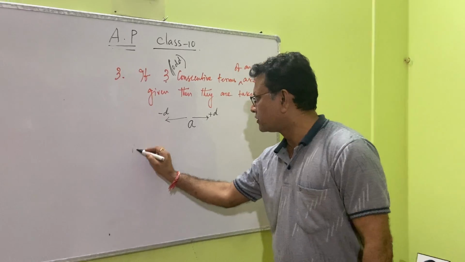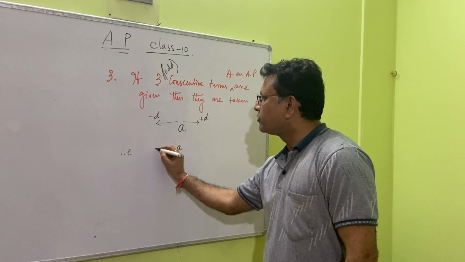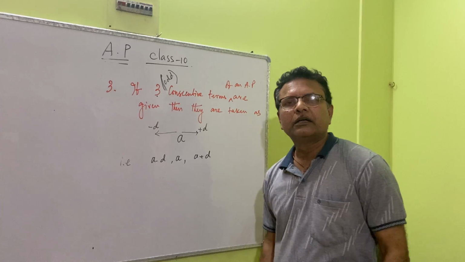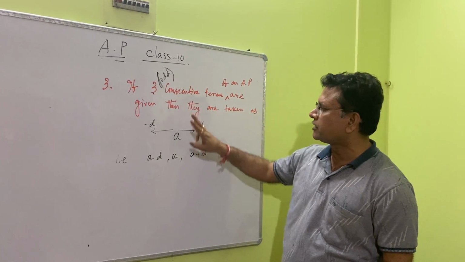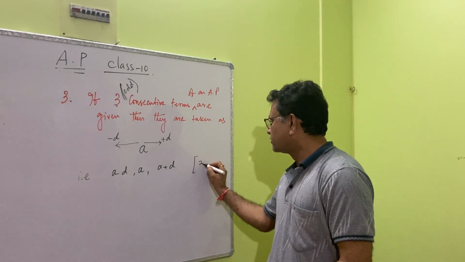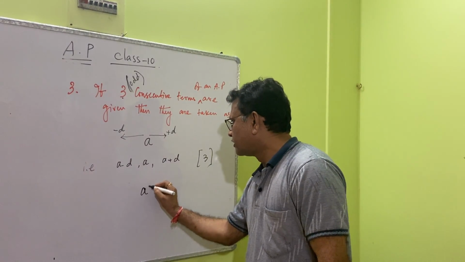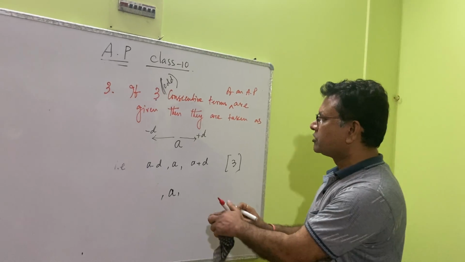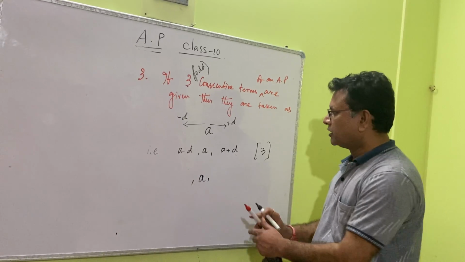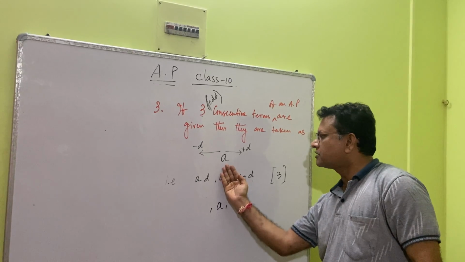That means if I have to write 3 terms, then I will write A, here it will be A minus D, and here it will be A plus D. That means if 3 consecutive terms are given, then I will write those terms in this way. So this is for 3 terms. But if they say no, 5 terms are given, fine. Now remember, middle term means left may be 1 term, right may be 1 term. That means it should have an equal number of terms in its left as well as in its right.